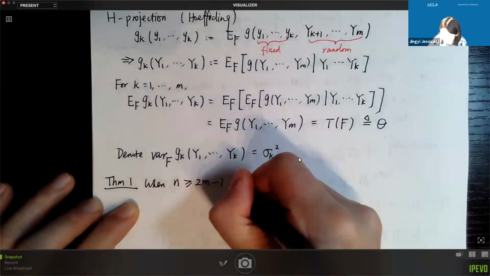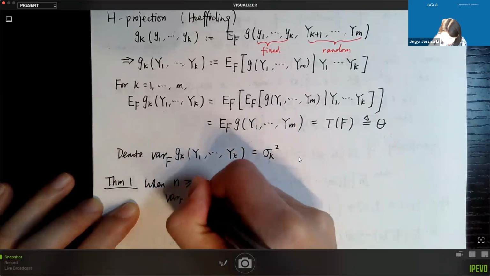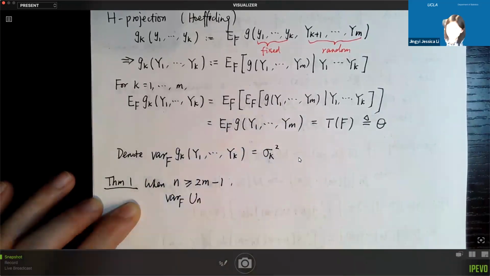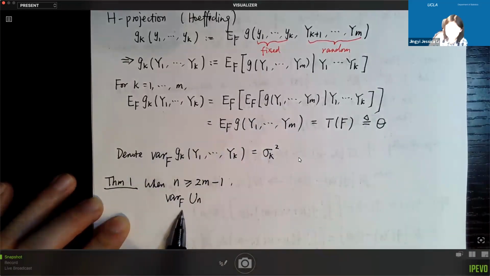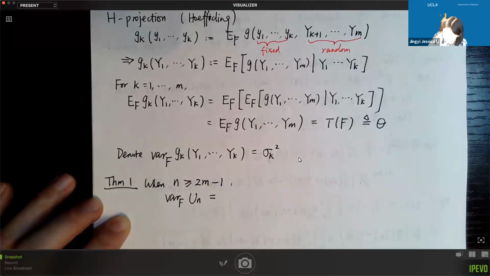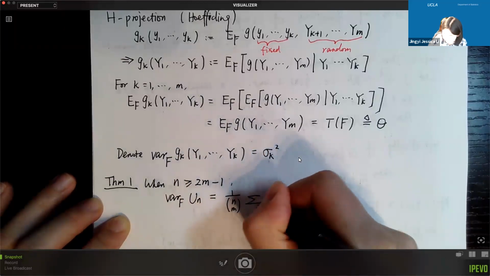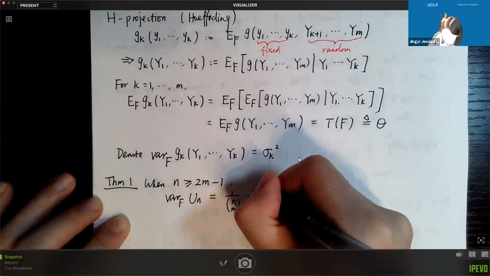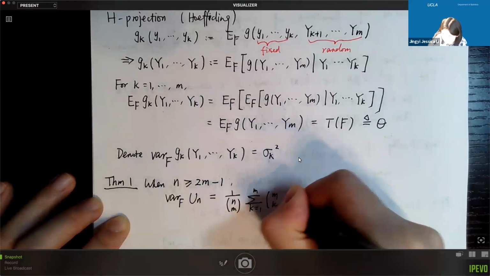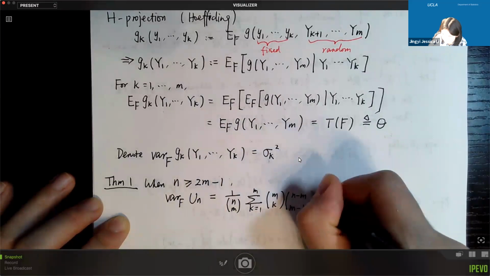When this condition holds, the variance of the U statistic, I write it this way. In this section, we always carry the subscript F in our expectation and variance, so we know which distribution it's about. This variance of the U statistic can be written as 1 over n choose m, summation k from 1 to m, of m choose k times n minus m choose m minus k, times sigma_k squared.